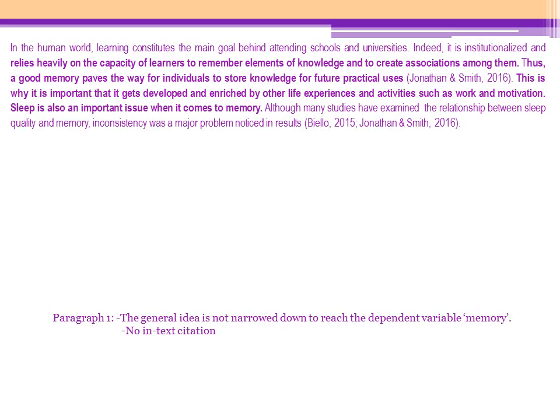So, in paragraph 1, the mistakes were corrected, and now the ideas are narrowed down to reach the dependent variable memory. The second mistake was in in-text citation, and you can notice here that in-text citation was added after each idea.